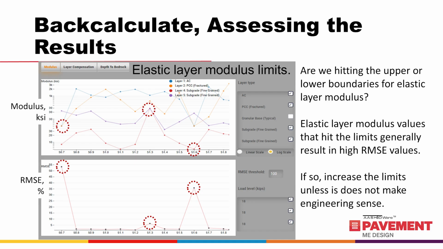The first assessment is to review and ensure we are not hitting an upper or lower limit of the elastic layer modulus values. When the back-calculated elastic layer moduli hit one of the limits, the RMSE values are usually much higher compared to those without hitting the modulus limits as shown in the example. When the limits are hit or encountered, increase the limits unless that increase does not make engineering or practical sense.